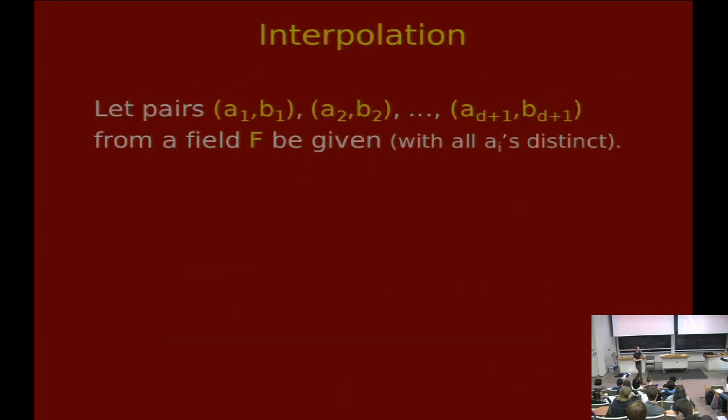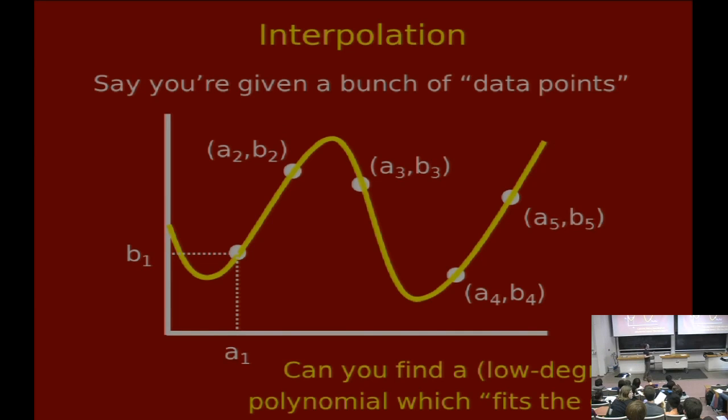So here's the problem stated a bit more carefully. Suppose somebody gives you a bunch of pairs, AI, BI, all from some field F. And I'm going to assume you have d plus 1 of them. It's a little unnatural to call it d plus 1 many, but let's say you have d plus 1 many. And a technical note, all the AIs should be distinct. You shouldn't have two points on the same vertical line, because then you'll never fit a polynomial to them.